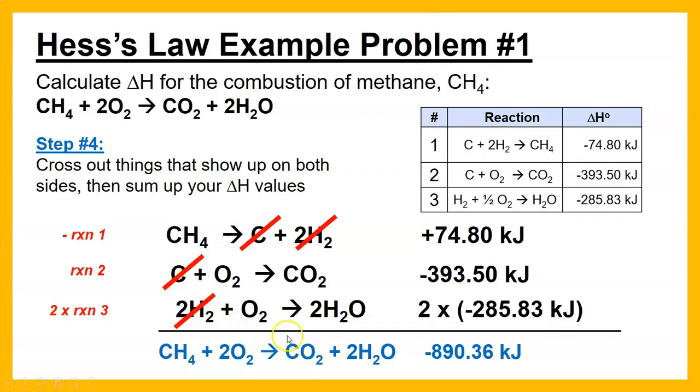Add this all up, and you should notice that the final equation matches what we were after, doesn't it? And now I know that 890.36 kilojoules of energy is released when 1 mole of that methane combusts. Something I did not know before. My chart, my appendix, did not have this reaction in it. It only had baby steps. And I puzzle pieced them together until I could figure it out.